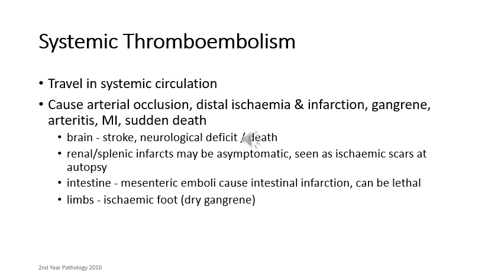Continuing with the effects, this arterial thromboembolism travels in the systemic circulation and causes arterial occlusion and distal ischemia. That means loss of blood supply distally. With infection, it can cause gangrene, the death of the tissues. Then arteritis, inflammation of the vessels, myocardial infarction, and sudden death.